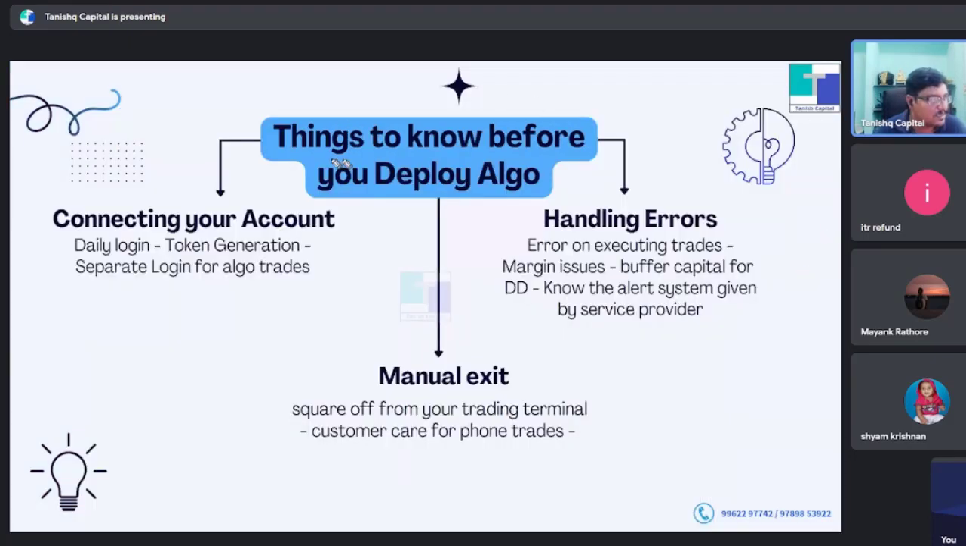Then, things you should know before you deploy your algo. How do you connect your algo, first of all? Do I need to do a daily login? Do I need to do token generation? A separate login for any algo trades, then that needs to be done.